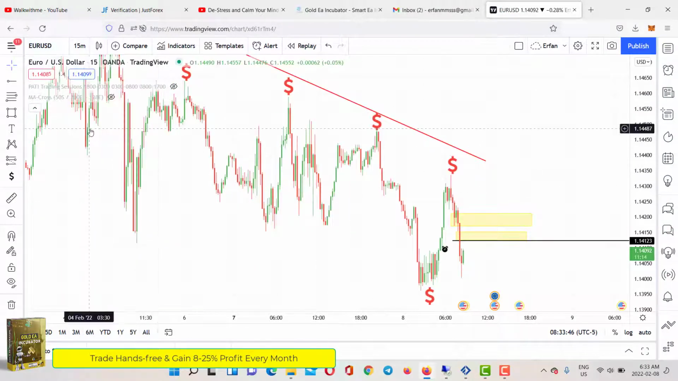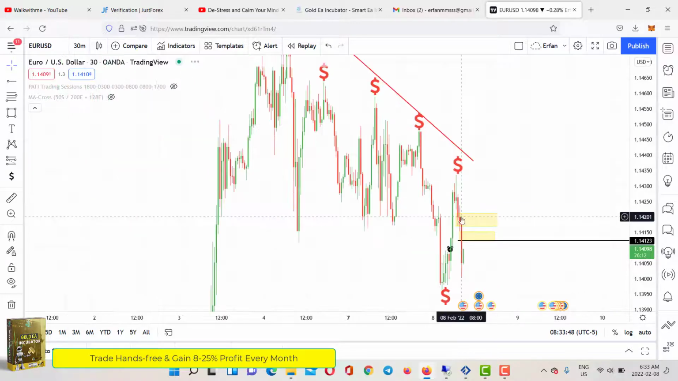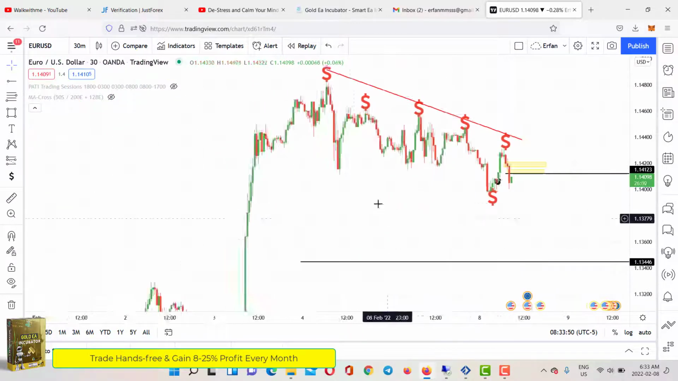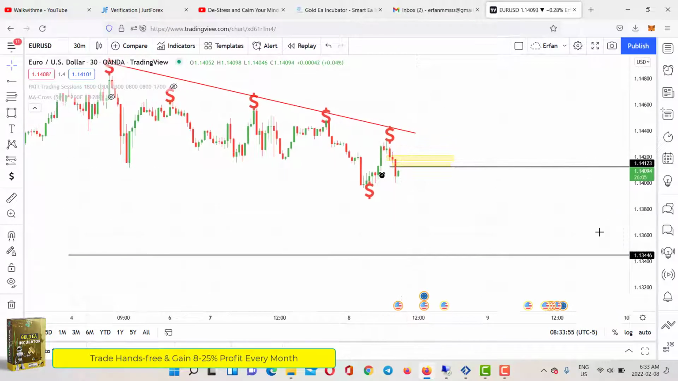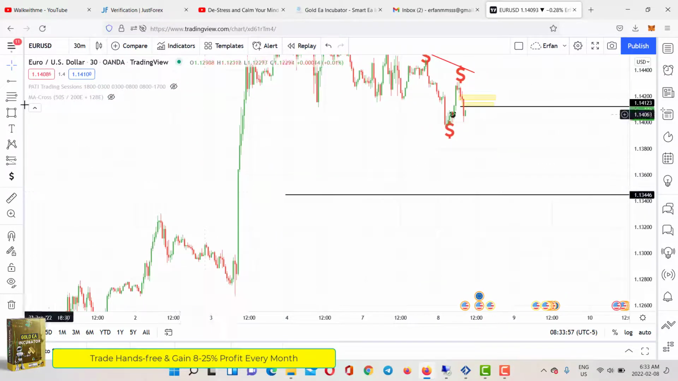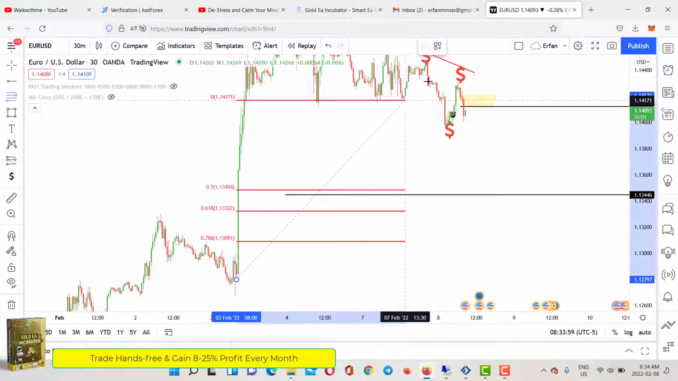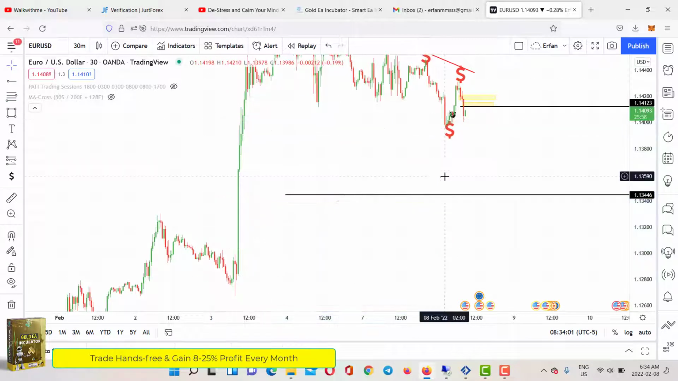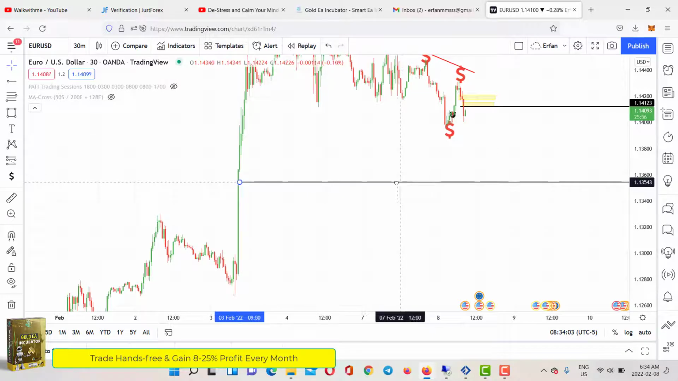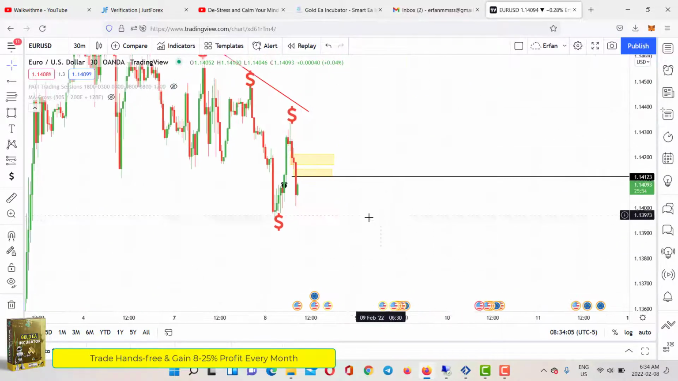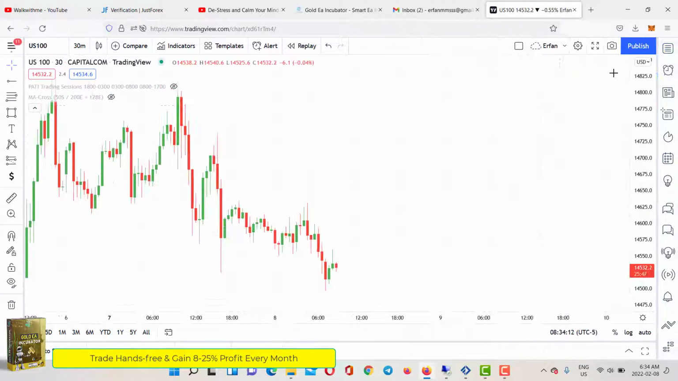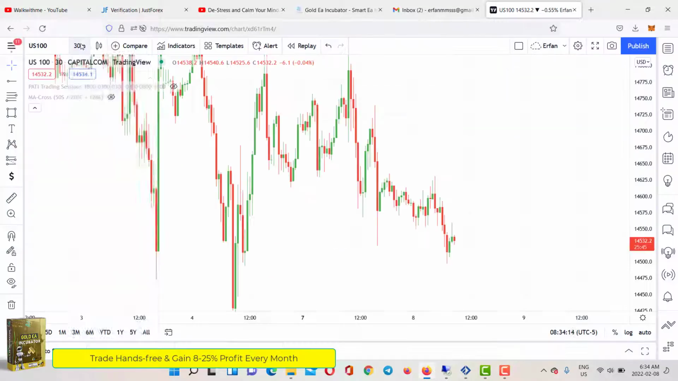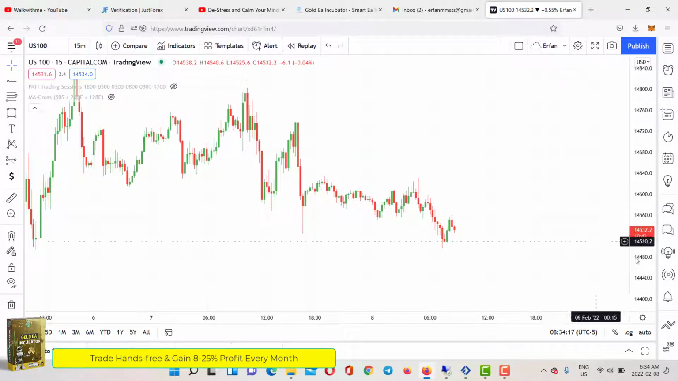We are in 15-minute time frame, right? Let's go to 30 minutes for a second. I just want to see. Yeah, almost the same, guys. Not a huge difference. Yeah, from here all the way to here. Okay, so let's go to NAS100, 15-minute time frame.